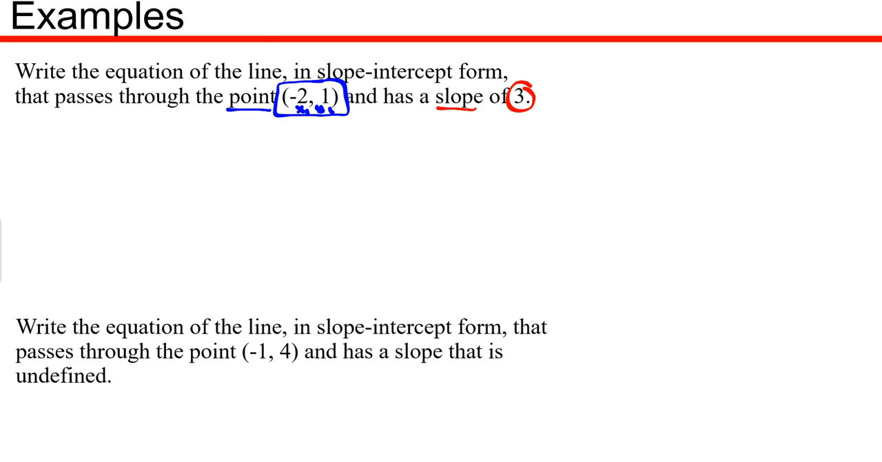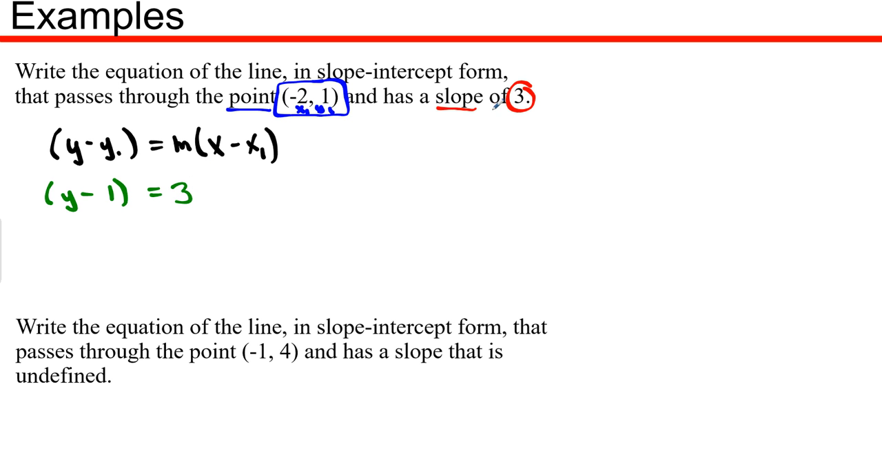Now we just need to plug it into point slope form. Again, that was y minus y1 equals m times the quantity of x minus x1. Now just plug in your values. So it'd be parentheses y minus, what's my y1? 1 equals, and then my slope is what? 3. So plugging that in because we got that up here. Times x minus, what's my x1? A -2.